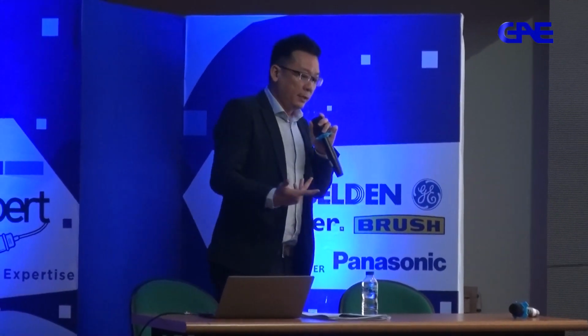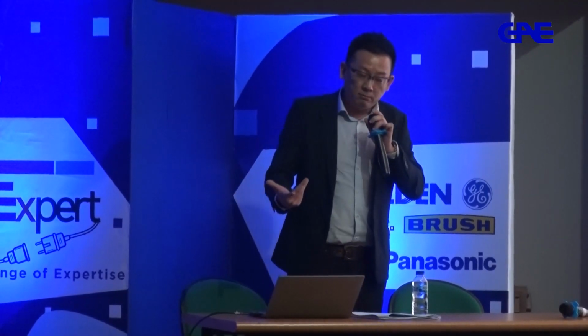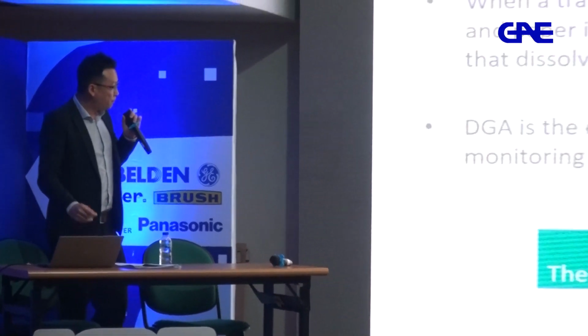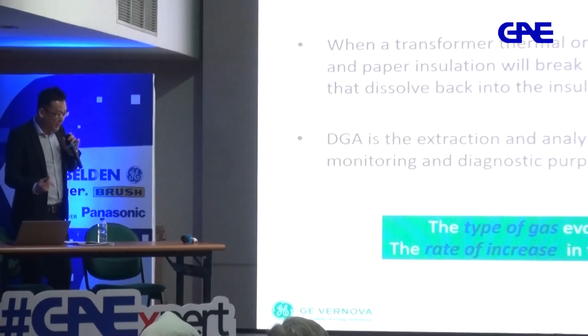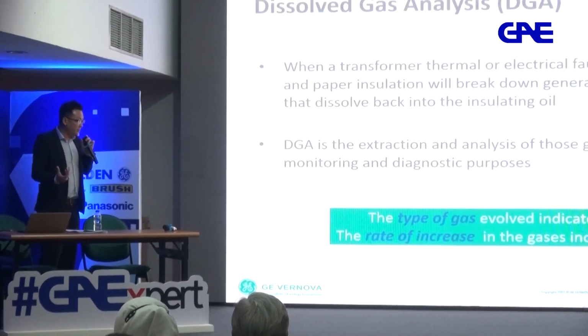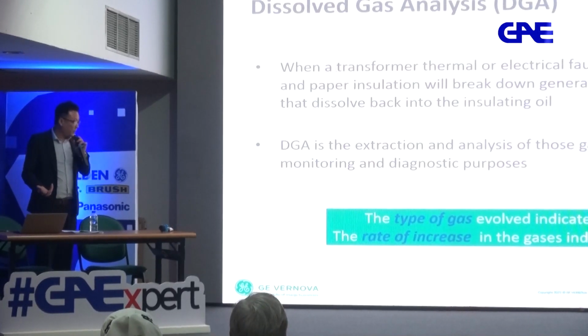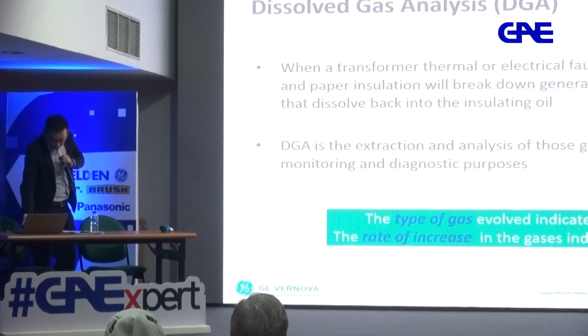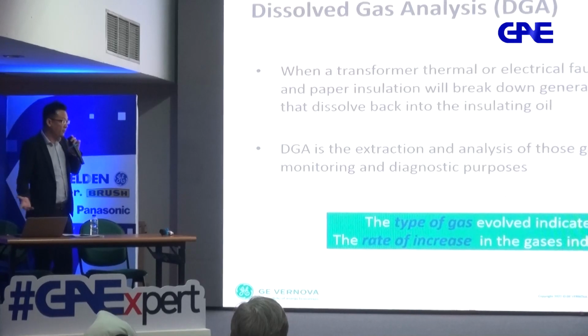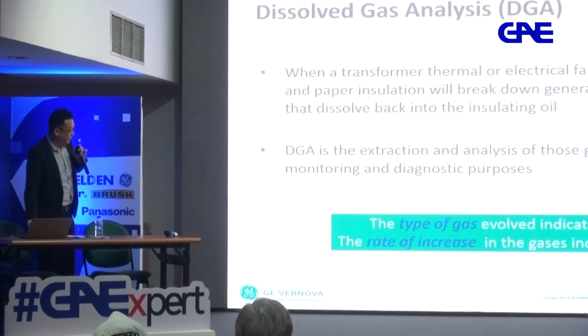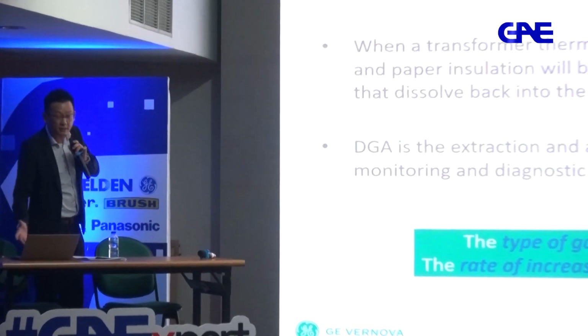Then, of course, when it comes to electrical, it can be partial discharge, or a partial disruptive fault happening inside the transformer. When it comes to DGA, we will say that it's an extraction and analysis of those gases for monitoring and diagnostic purposes. The type of gas evolved indicates the nature of the fault. Then the rate of increase in the gas indicates the severity of the fault.